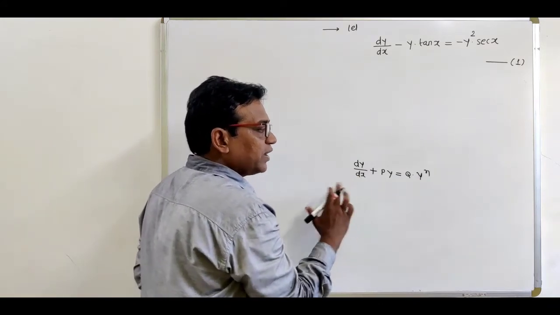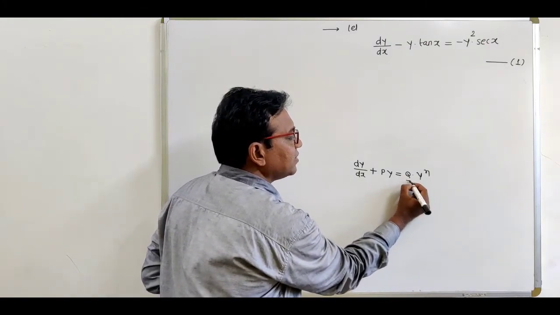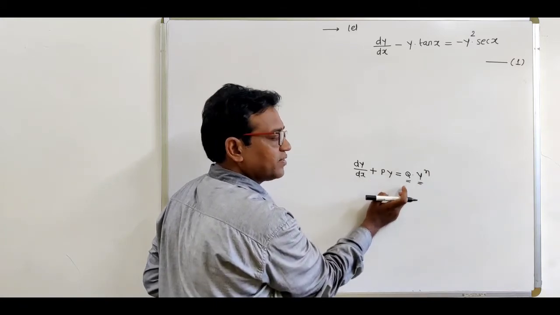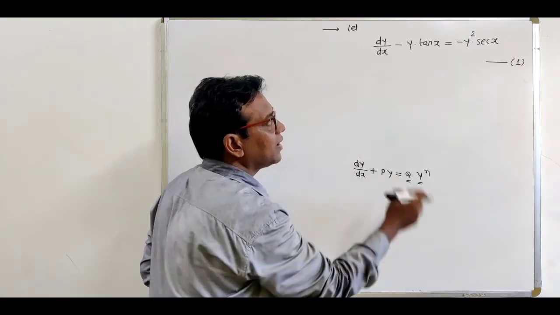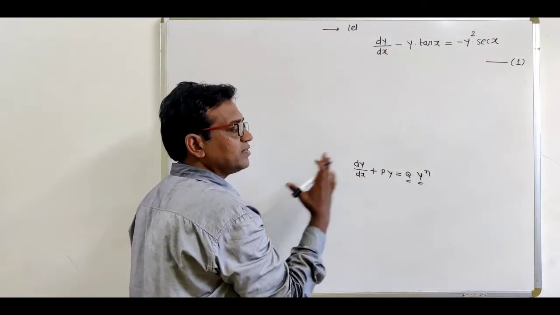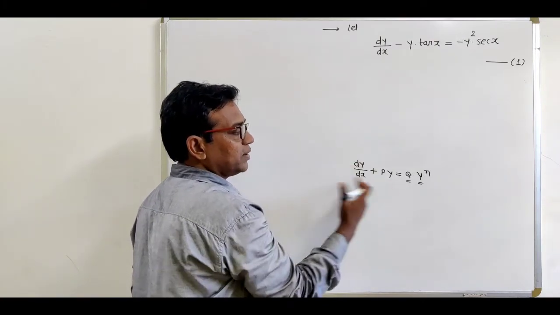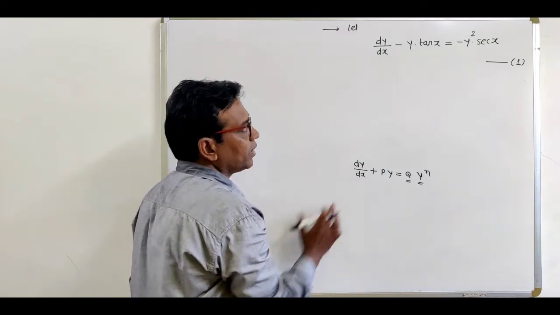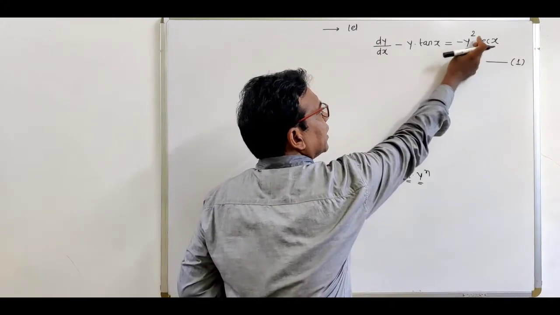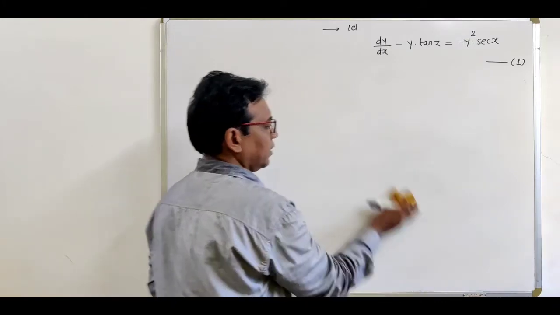So how to identify the Bernoulli's differential equation? The right hand side contains the product of a function of x and a term of y. What is q? q is a function of x. So if the right hand side contains the product of x and y terms, then it may be a Bernoulli's differential equation. Now obviously our required form, the Bernoulli's differential equation, is dy by dx plus p into y is equal to q into y raised to n. So this is the Bernoulli's differential equation.